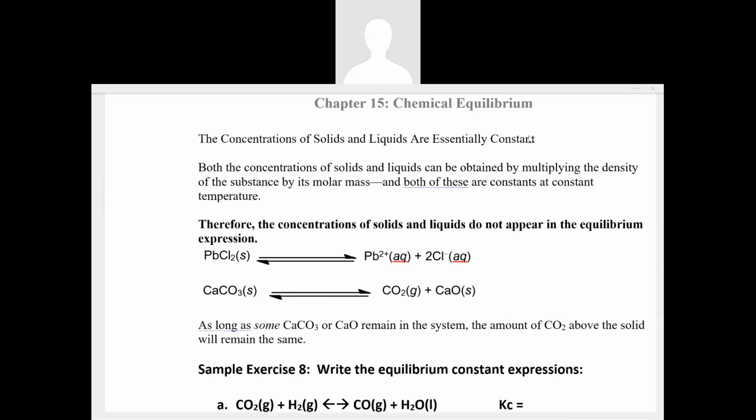In this next video, we'll take a look at the next section from our Chapter 15 Chemical Equilibrium worksheet. And there's some mention here that the concentrations of solids and liquids are pretty much constant when we consider equilibrium reactions. The only reagents that change in concentration would be aqueous or gas.